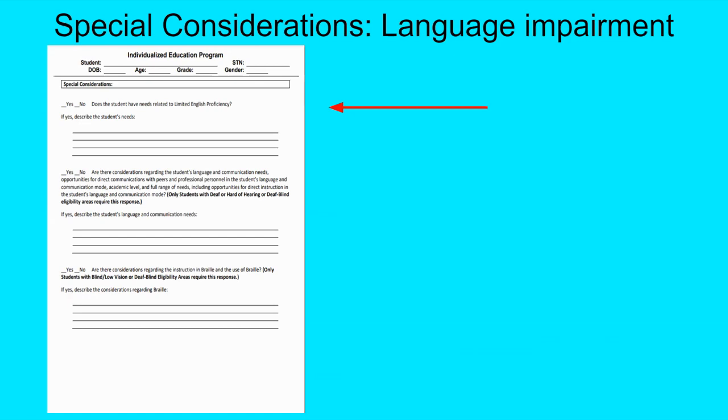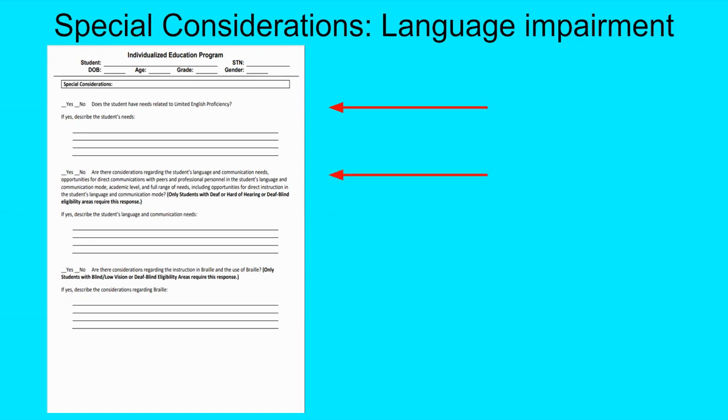I once had a student that was from Saudi Arabia, and the only language they spoke was Farsi. And so we had to schedule that student with another student who spoke Farsi so that they could communicate and so that the other student could translate for this student. So maybe they need more visuals because they don't speak the language. This is where you would put that information.